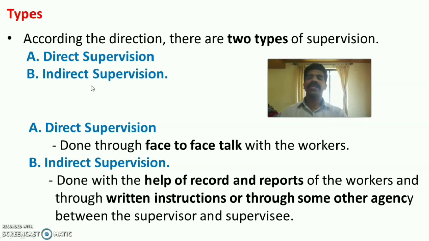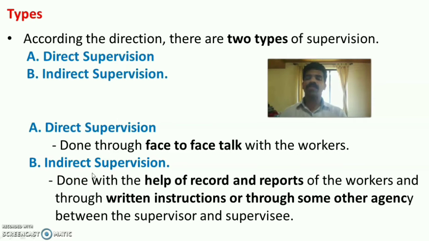As the term indicates, direct supervision means the supervision is done by the supervisor through face-to-face talk or communication with the employees or workers. The supervisor observes directly when the employee does the activities. Then the second type is indirect supervision.